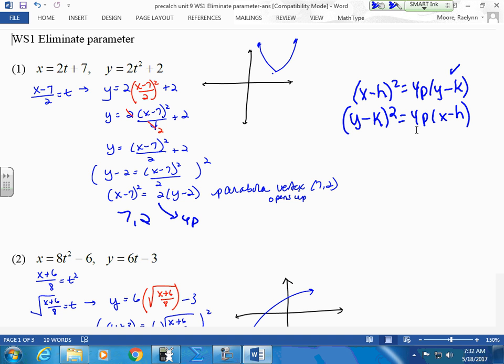Y equals 1/2 (x minus 7) squared plus 2. Oh yeah, so what happened here? This time you multiply it by 2. No, I think you multiply by 2.